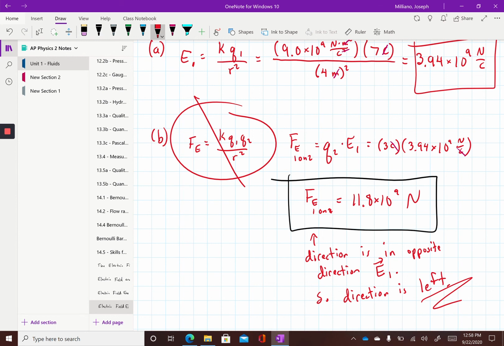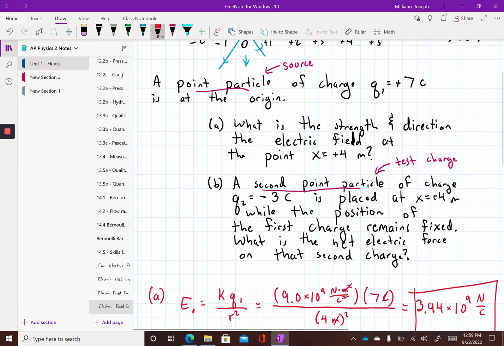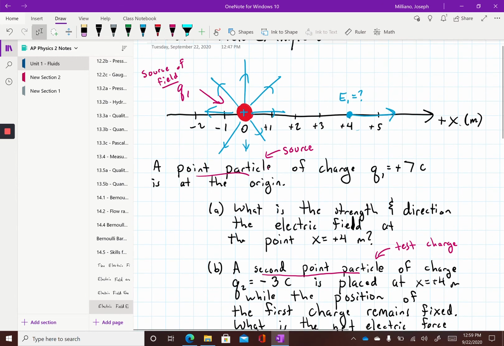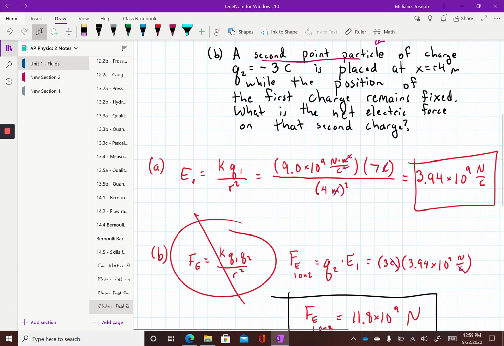All right, that answers our 2 questions. Hopefully that helps out. We can look at determining the electric field strength at a particular point first, and then we can use that electric field strength and see how a second particle interacts with the field from the first. If you have any questions for me, please let me know.